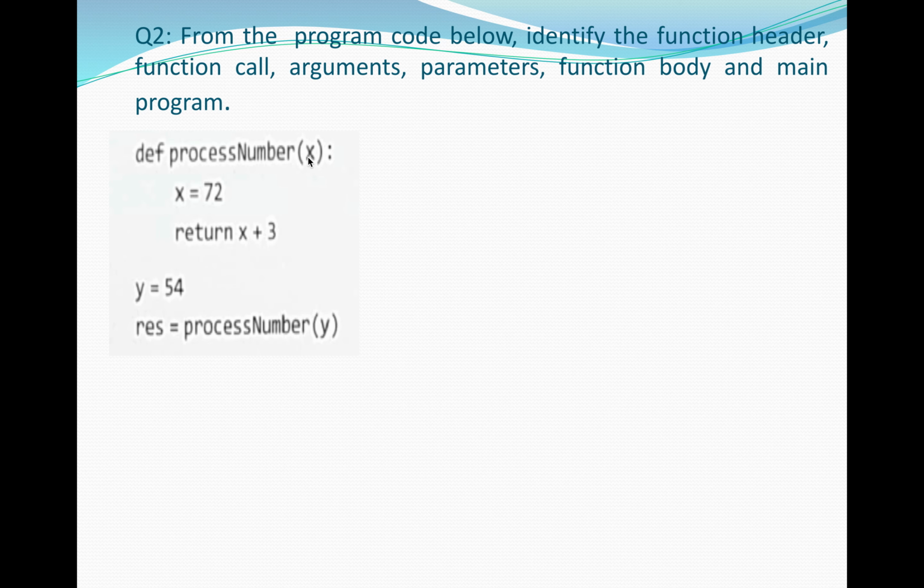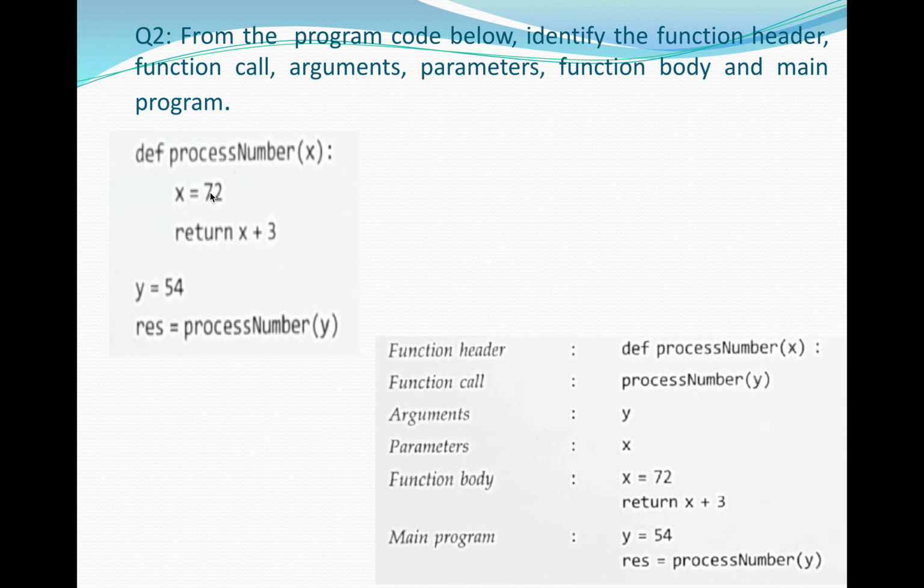What is this x? X is the parameter. Whatever variable we declare in the function header is the parameter. So here def process num is the function header and x is the parameter. Here y equal to 54, s equal to process number y. Here y is our argument. The value we are passing through the function call is called argument. So y is the argument and x is the parameter. Then x equal to 72 and return x plus 3 are the function body.